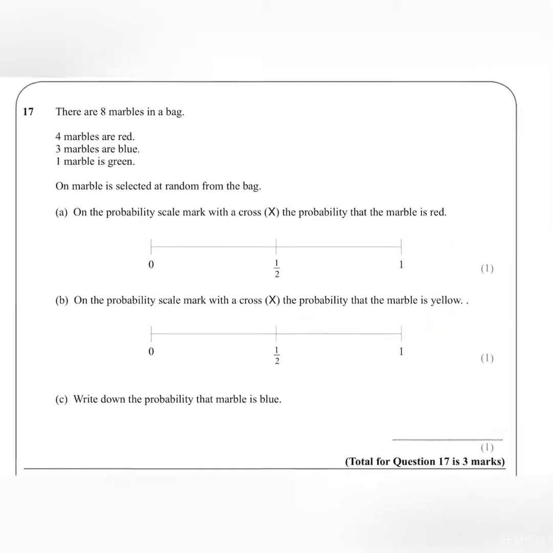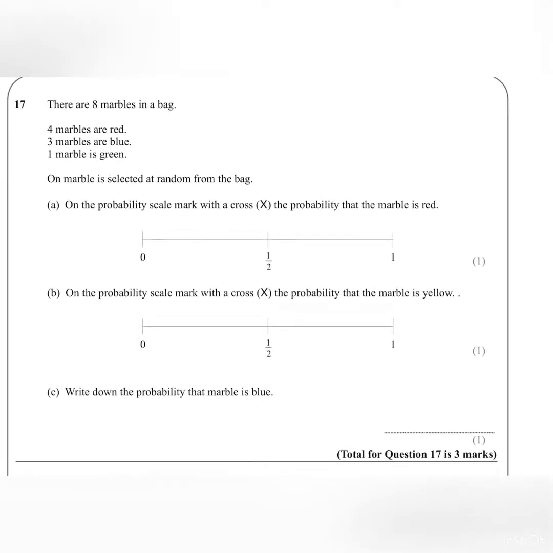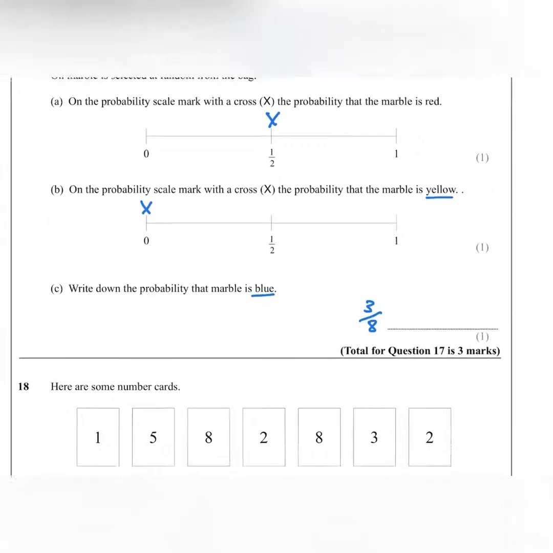Okay, I think you pretty much have the idea now how to do these questions. So again, pause the video and have a go and then check your answer. Okay, so the answers are, the first one, half the counters are red, so 4 out of 8 is a half, so the cross goes on the half. And on the probability scale, mark with an x the probability that the marble is yellow. There are no yellow marbles in the bag, so it's going to be 0, and the probability of a blue marble is 3 out of 8.